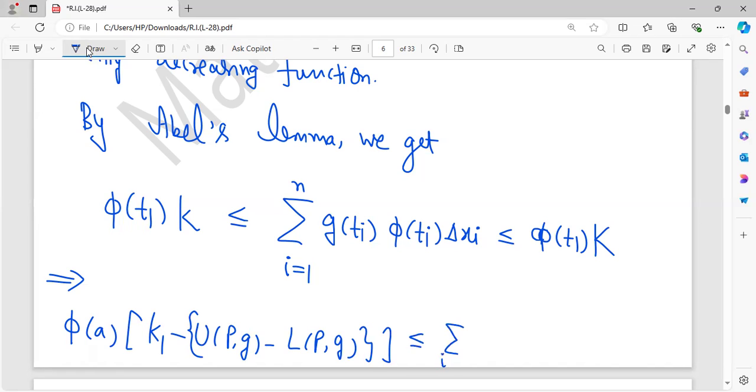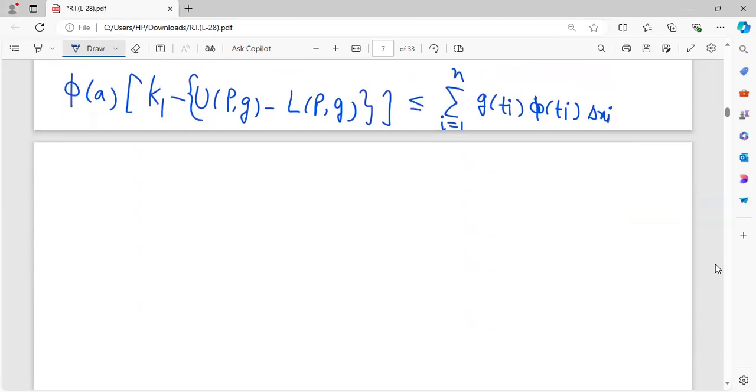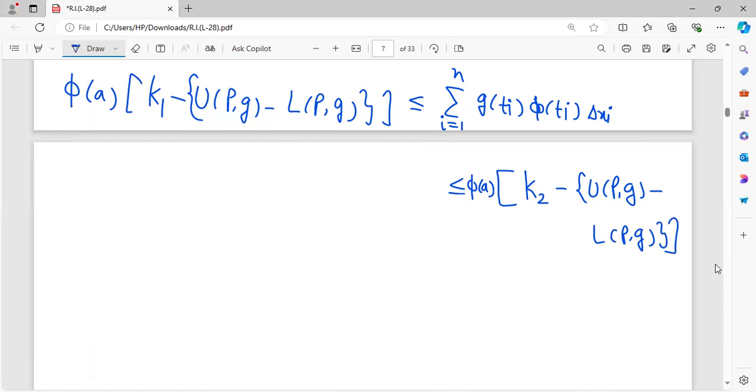That is, the summation for i going from 1 to n of g(t_i) phi(t_i) delta x_i is less than phi(a) times K_2, that is, K_2 times U(P,g) minus L(P,g). Okay, this one.